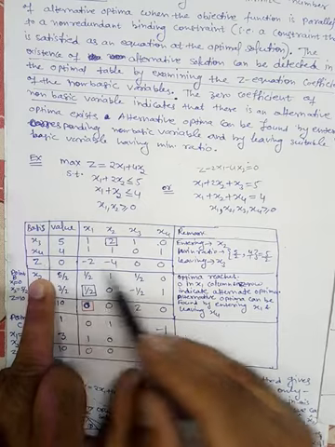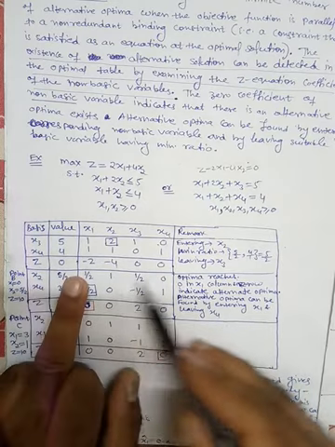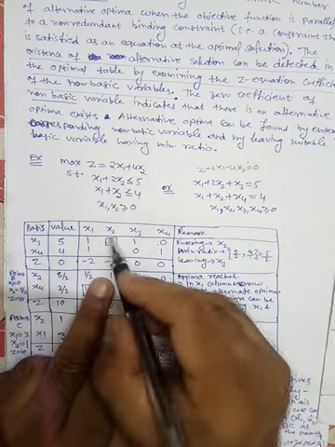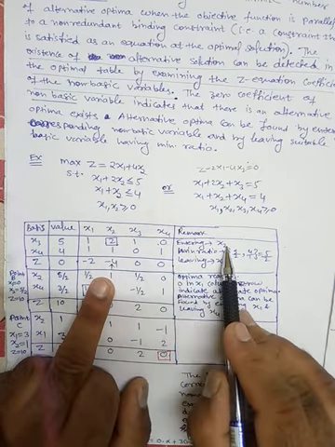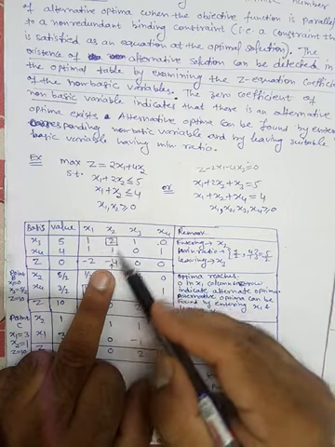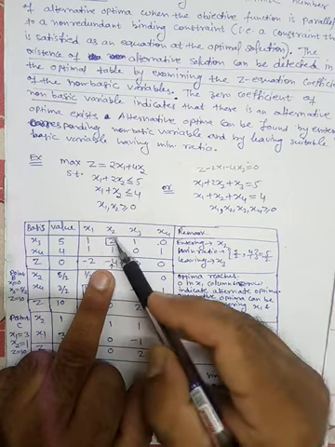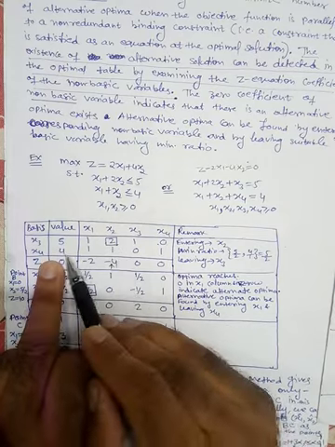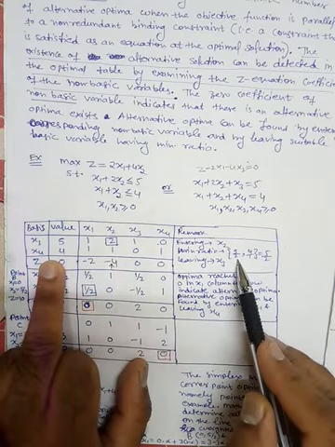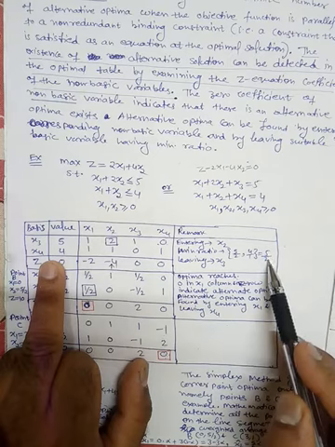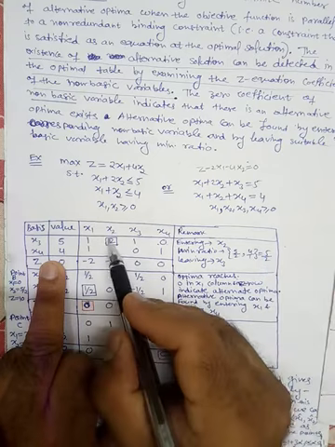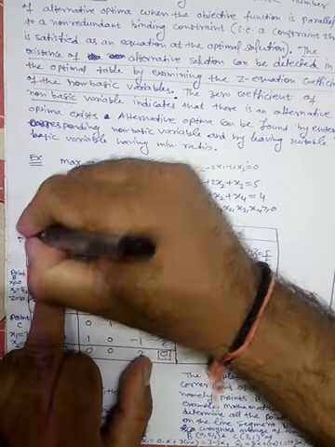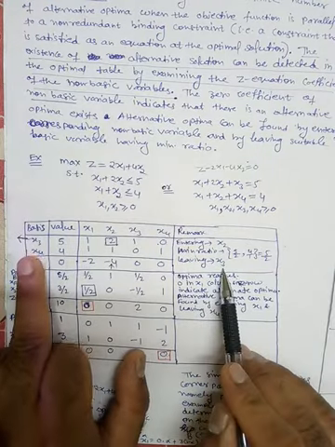Now identify the most negative value in the z row. This is the most negative value, minus 4. Hence we can say that x2 enters the basis. Now find the leaving variable with the help of the minimum ratio for the positive values. Both are positive, so the ratios will be 5 divided by 2 and 4 divided by 1. 5 divided by 2 is the minimum one. So that's why this 2 is the pivot element, and hence x3 will leave the basis.